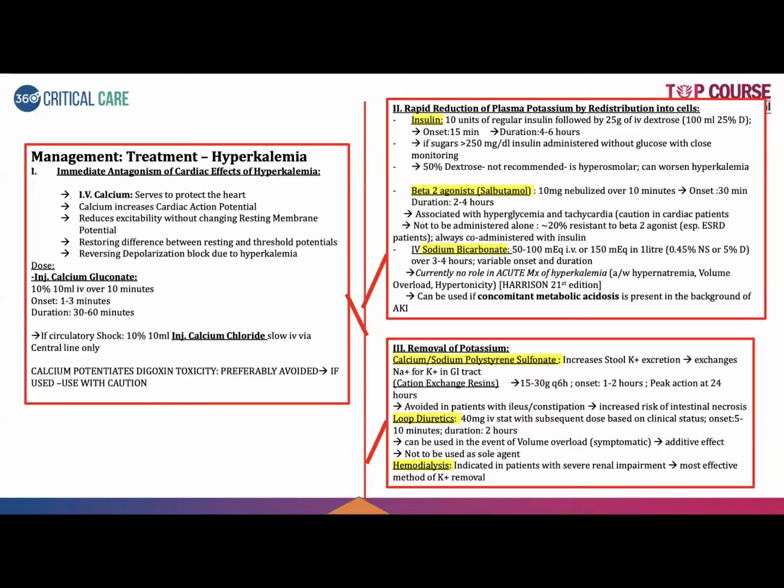Loop diuretics, 40 milligram IV stat followed by an infusion if needed. Onset 5 to 10 minutes and the duration of action will be 2 hours. It can be used in volume overload status. Okay. Hemodialysis in severe renal impairment. Okay, this is one of the methods for removal of potassium.